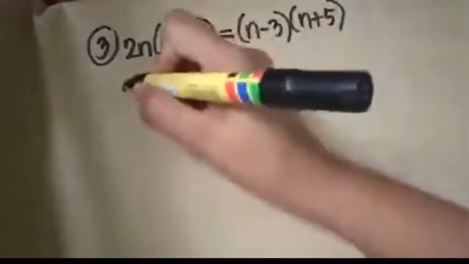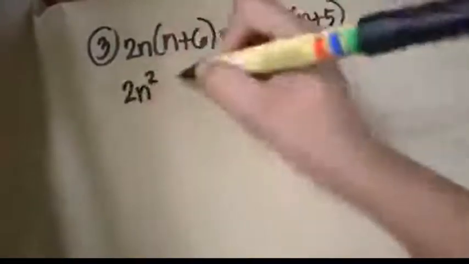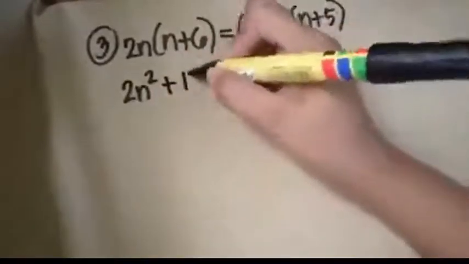Okay, now let us go to the third example. So we have 2n times quantity n plus 6 is equal to quantity n minus 3 times quantity n plus 5. Okay, so we need to simplify first and combine similar terms. So simplify muna natin. So we have 2n times n plus 6. So therefore you have 2n squared plus 12n.